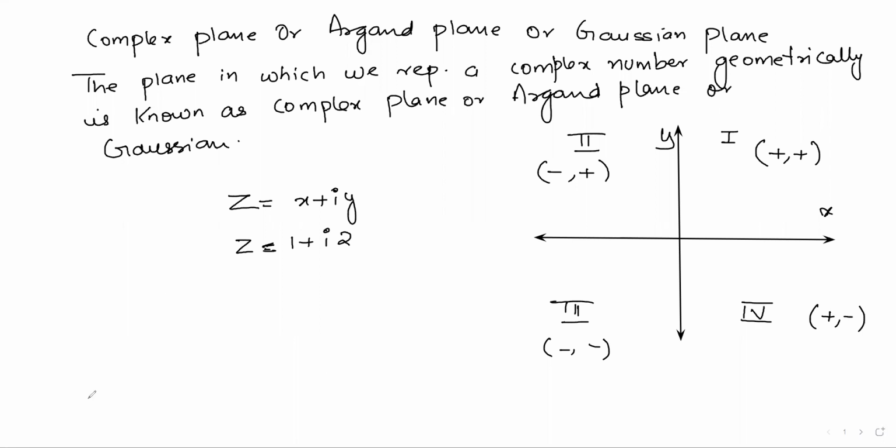Okay, Safan. So Safan, what is a complex plane? The plane in which we represent a complex number geometrically. Okay. So what does this mean? We have this complex number z is equal to x plus iota y. So this is the x-axis and this is the y-axis. Safan, you already know that in this xy plane, this is the first quadrant, this is the second quadrant, this is the third, and this one is the fourth quadrant. In the first quadrant, x and y are both positive. In the second quadrant, x is negative and y is positive. In the third, x is negative and y is negative, and in the fourth, x is positive and y is negative. This clear?